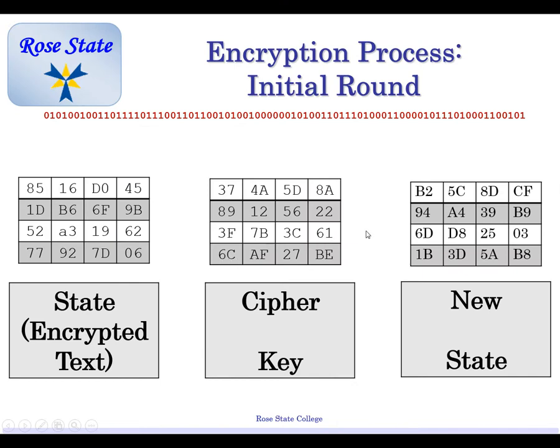All right. So we have basically our state, our cipher key becomes a new state. We XOR them across. So 85 XOR with 37 gives us B2, so on and so forth. Easy enough there, just straight across, nothing different. So 16 XOR with 4A gives us 5C. So what would B8 be, the bottom right hand corner? 06 and BE. Okay, easy enough. Okay, so those are pretty simple there.